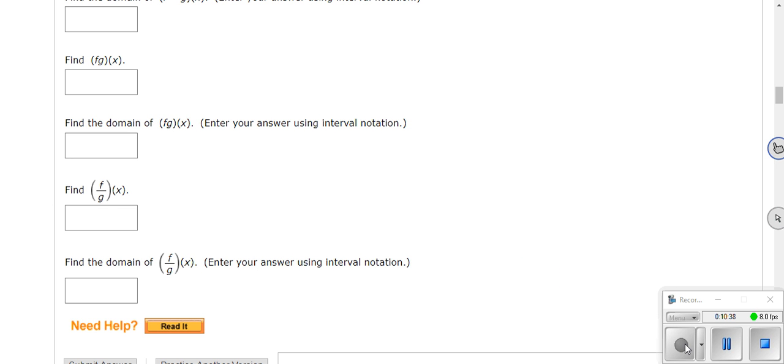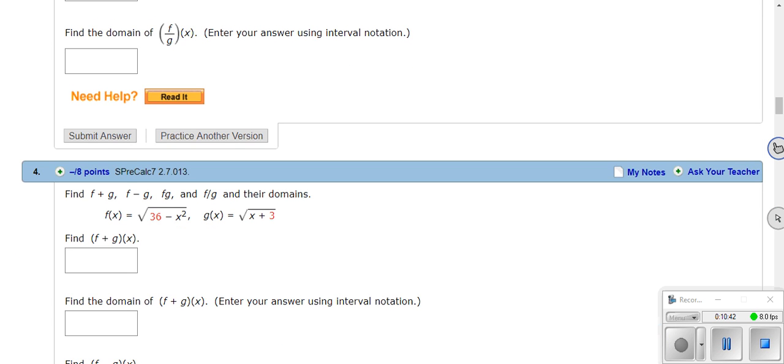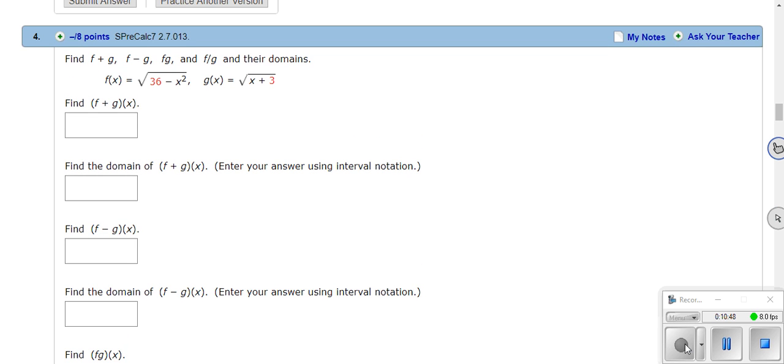The worst thing about Smart Ink is you've got to erase each screen. It doesn't roll with you. Okay, this one's same kind of deal. Now, I'm not going to do it for you, but I'm going to talk a little bit about domains.